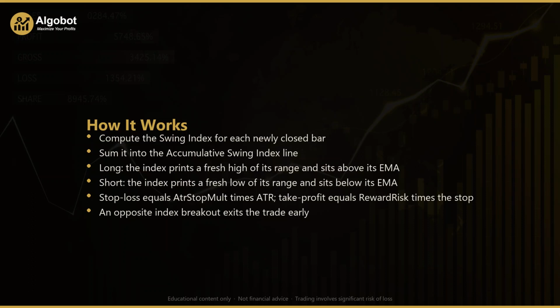Now for the entries. The core idea is a Donchian-style breakout, but applied to the indicator rather than to price. The strategy looks back over a defined number of bars, 20 by default, controlled by the BreakoutLookback parameter, and finds the highest and lowest Accumulative Swing Index values in that window. A long setup is recognized when the current Accumulative Swing Index climbs above that prior high, meaning it has printed a fresh high of its recent range.